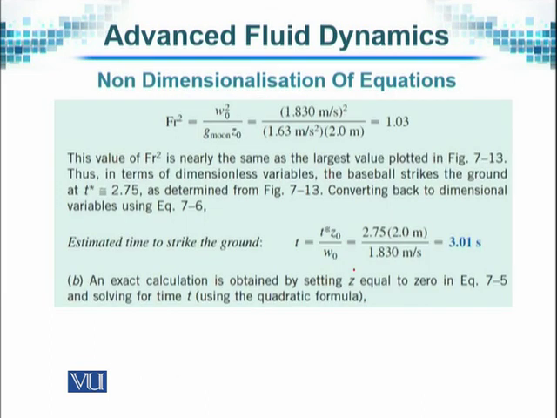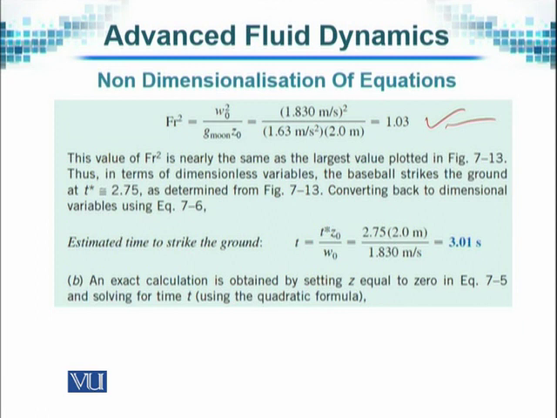surface of the moon. So the square of the Froude number, when we calculate it, turns out to be 1.03. Note that because it is a dimensionless parameter, it has no dimensions, so no units are attached to it. And this is not the Froude number, this is the square of the Froude number because of the square root in the denominator, and we can take the value of Fr by taking the square root of 1.03 whenever needed. This value of Froude number squared is nearly the same as the largest value plotted.